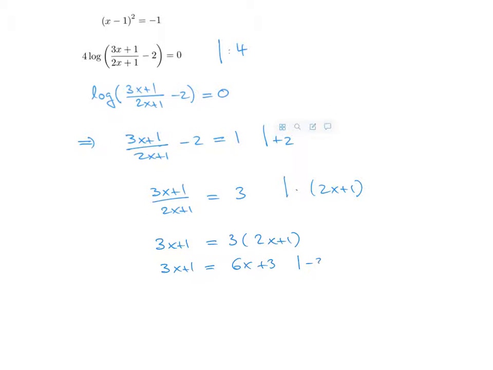And I can subtract, for example, minus 3. Then I have 1 is equal to 3x plus 3. And then I have the minus 1. Then let's take the minus 3. And then I get minus 2 is equal to 3x, which is equivalent to x being equal to minus 2/3.